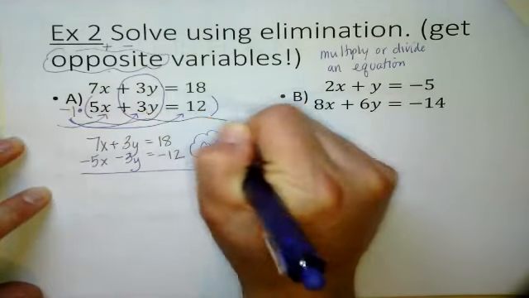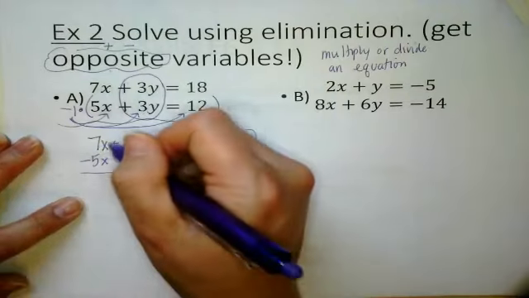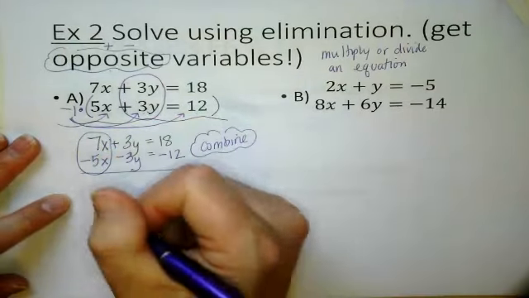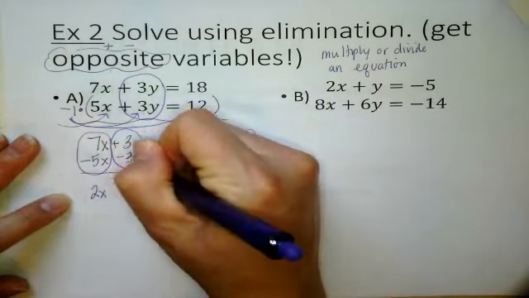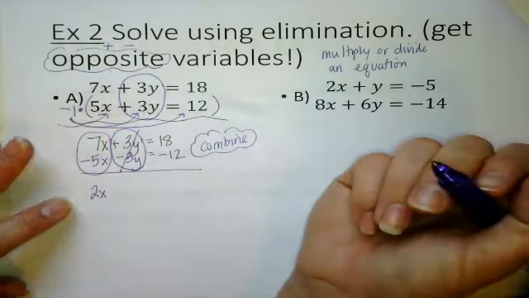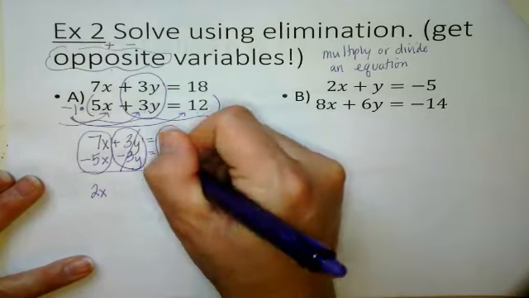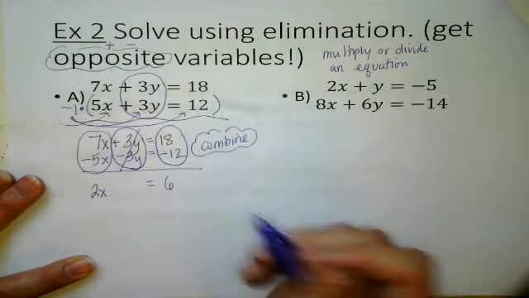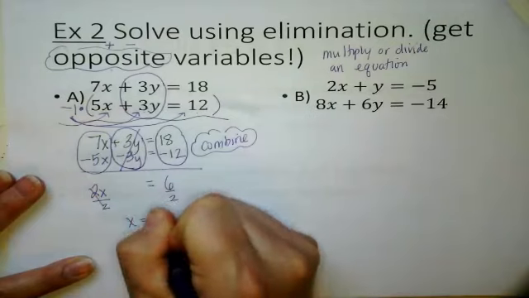So once we have opposites, now we get to combine our equation. And so we can see what happens here. 7x's with a negative 5x gives us 2 x's. Positive 3y and negative 3y is 0. It adds to be 0. So we've eliminated it, which is really, really cool. And then 18 and negative 12 is 6. And this is a super easy equation that we can solve for x. So I'm going to go ahead and divide by 2. So we get x equals 3.